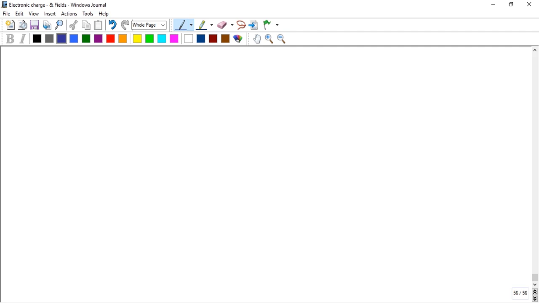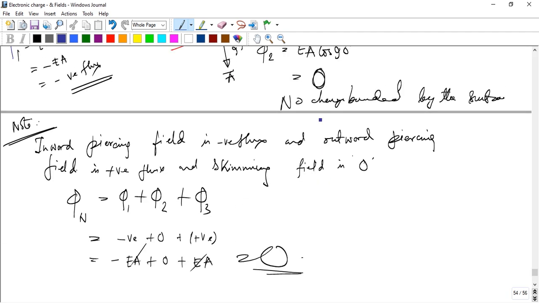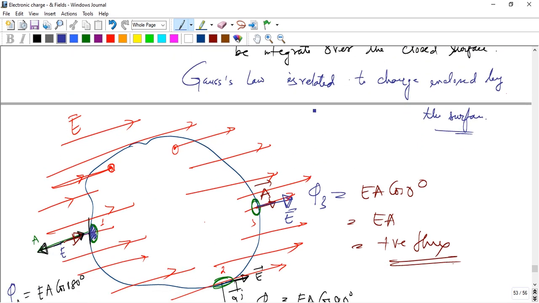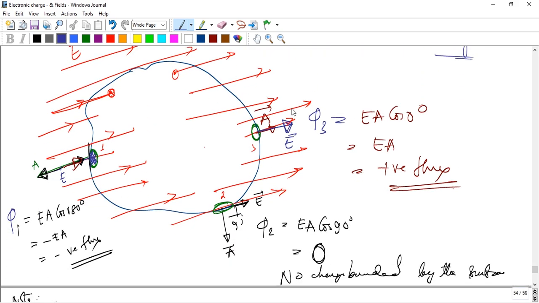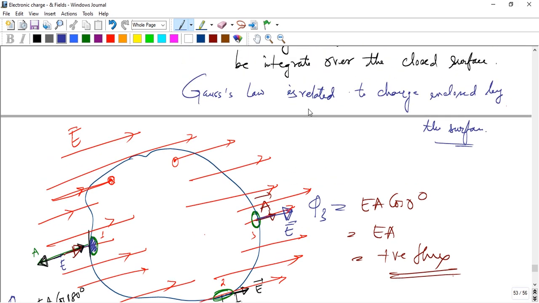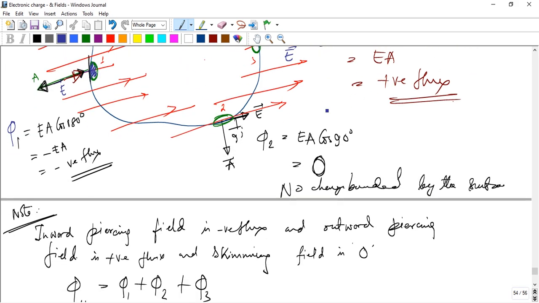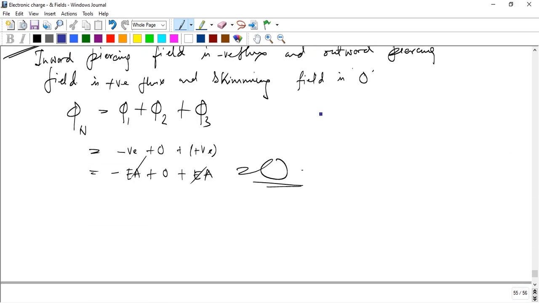So today we discuss Gauss's law. In the previous class we discussed the definition of Gauss's law, some flux concept, positive flux, negative flux, and zero flux. Today we solve the first two basic numericals, mainly from NCERT.